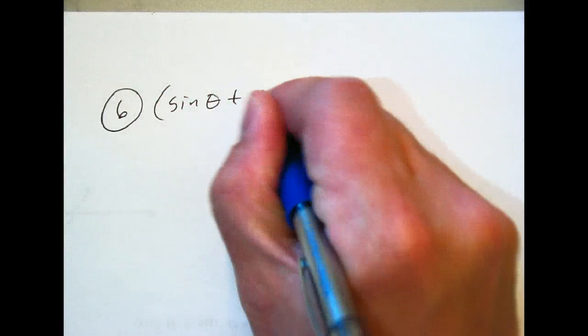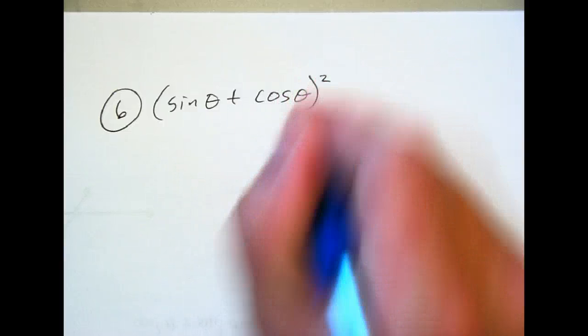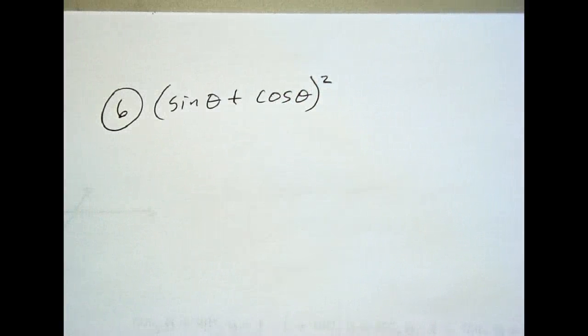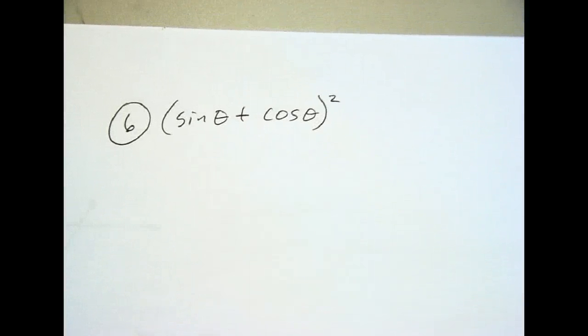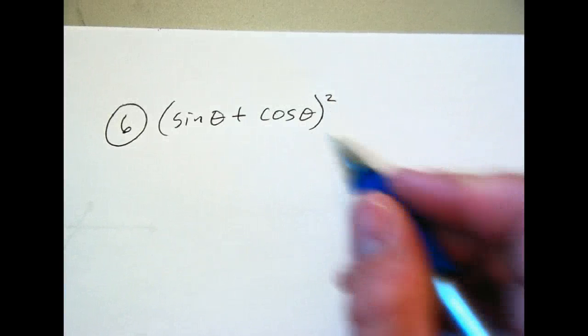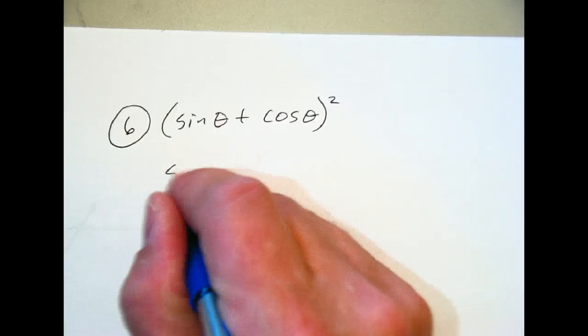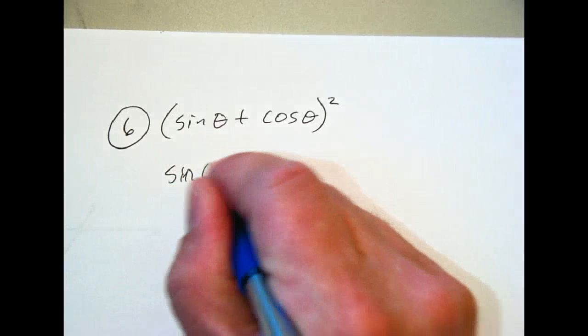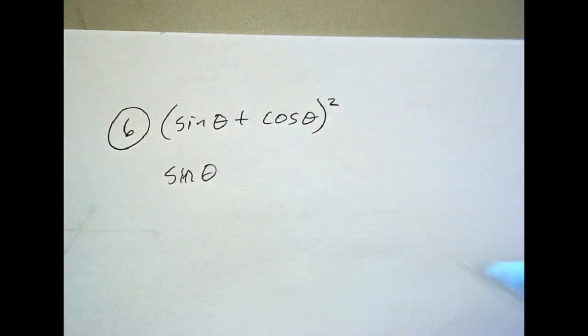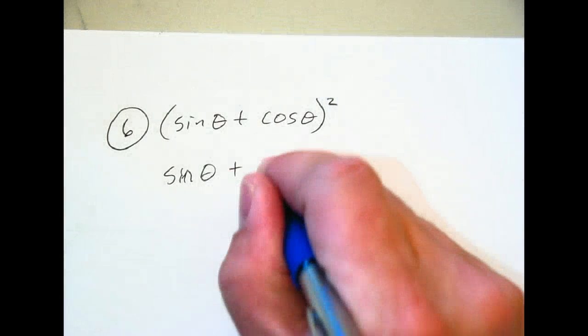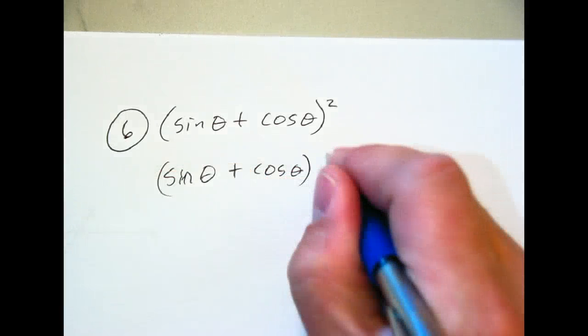Number 6 says sine theta plus cos theta quantity squared. All right. Well, there's a few ways to think about this. And this one does not come out to be a nice, pretty answer. I like to think of it, just so you don't get confused, as not just sine squared theta plus cos squared theta, because that's not what it is. We've got to multiply it.